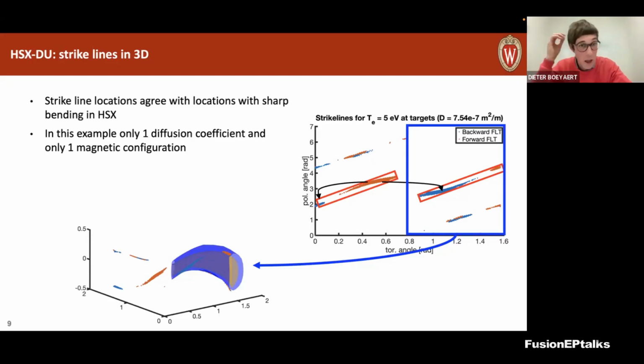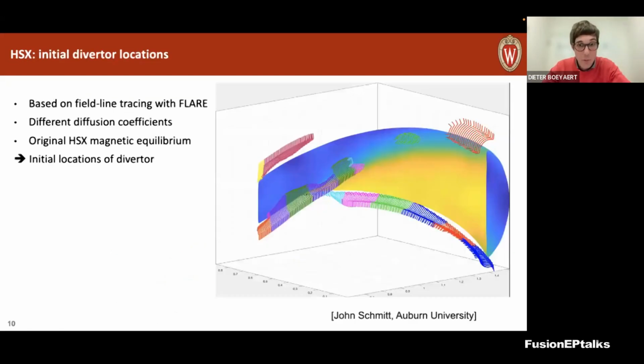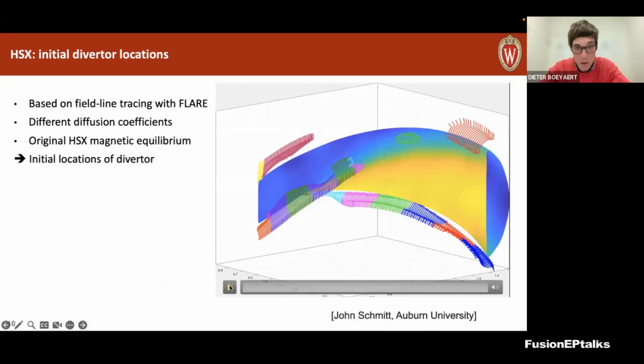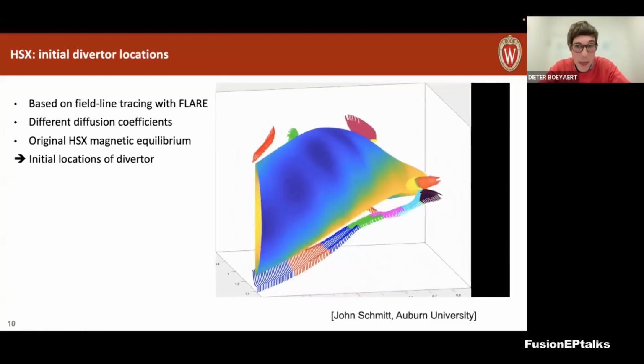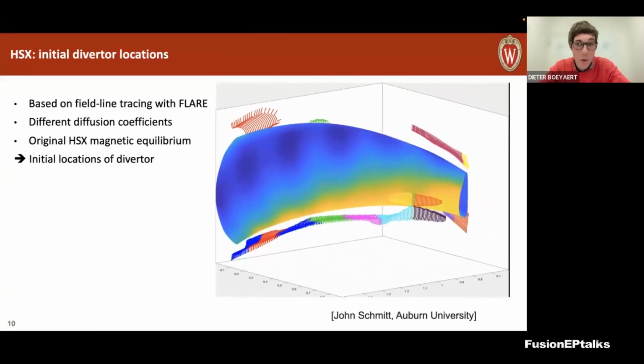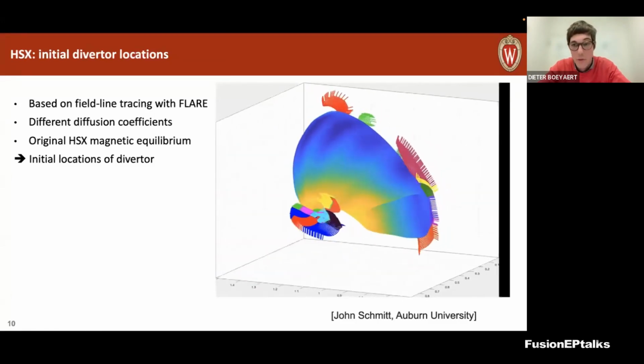Now, this was only an example for one diffusion coefficient and one magnetic configuration. When we check this for different diffusion coefficients and do this more elaborate study, we come to a design like what you have here. From that, we have a very small video so that you can see it well in 3D. And here we have our divertor locations determined for the first time.